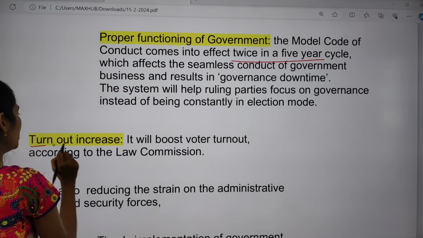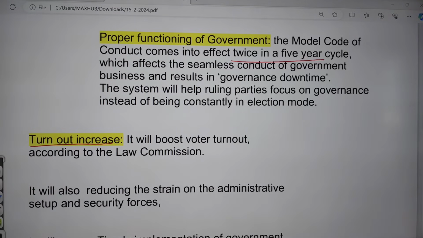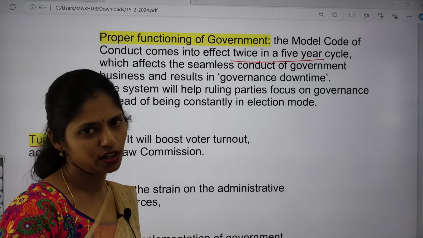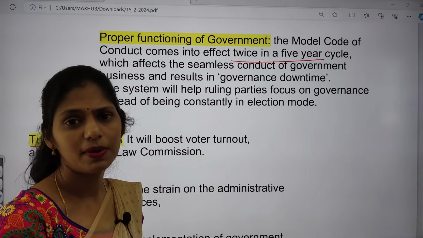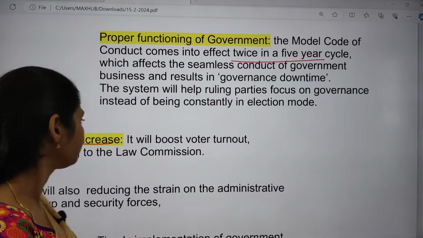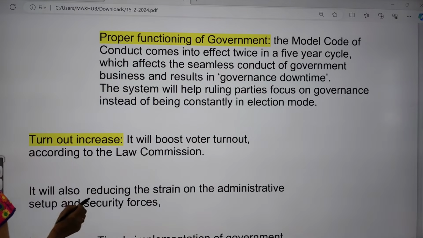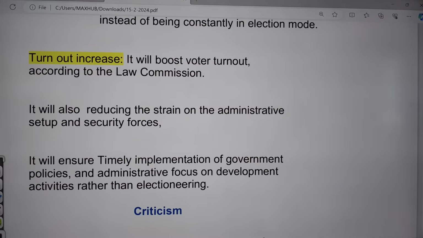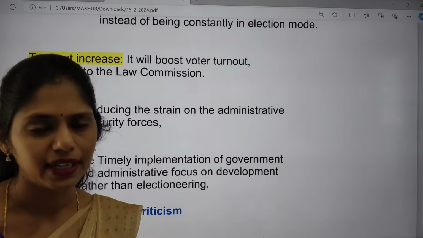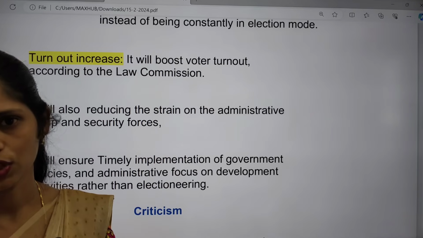And next one is turnout will increase. Whenever we have simultaneous elections for the assembly and Lok Sabha, we can ensure there will be increased turnout. And next, it will also reduce the strain on the administrative setup and security forces. So these are the very important advantages of implementing simultaneous elections.